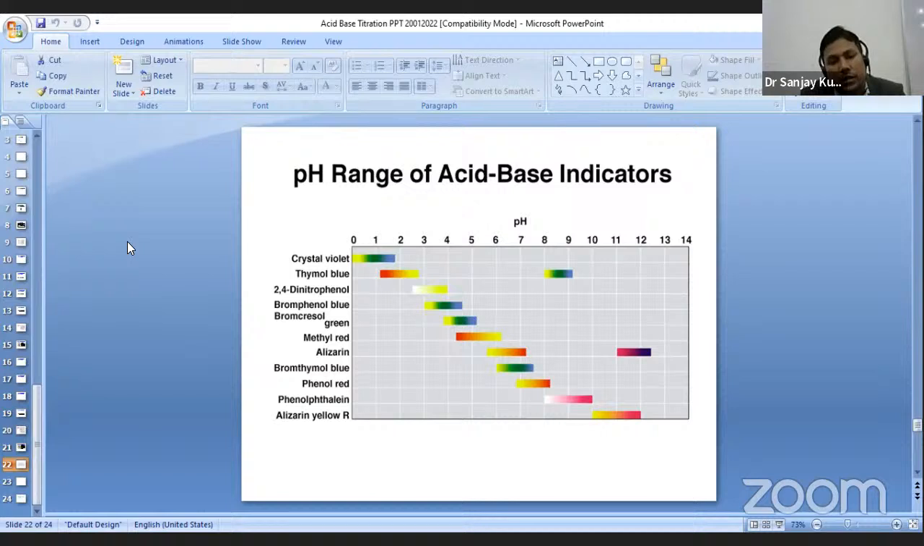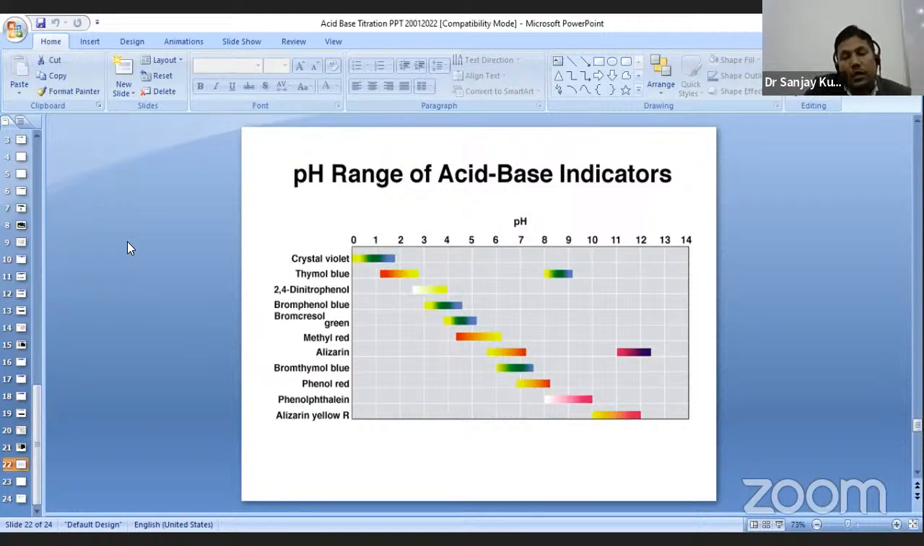So someone like bromothymol blue gives an end point or equivalence point between pH 6 to 7. Phenol red goes beyond 7, that is 7 to 8. Phenolphthalein is slightly 8 to 9. In between they give a good end point. And alizarin yellow red gives a pH of 10 to 12. In between they give an end point, or you can say equivalence point.